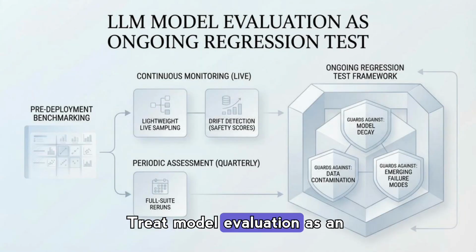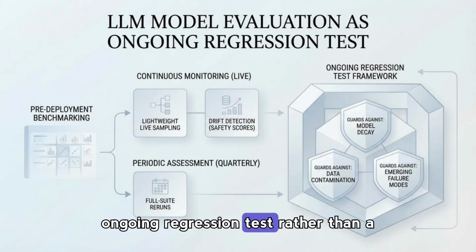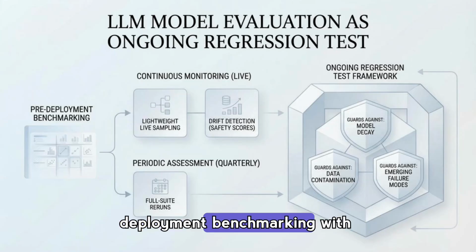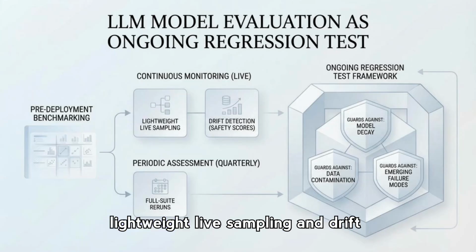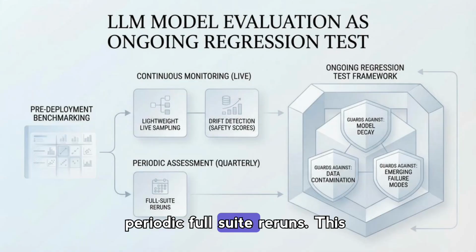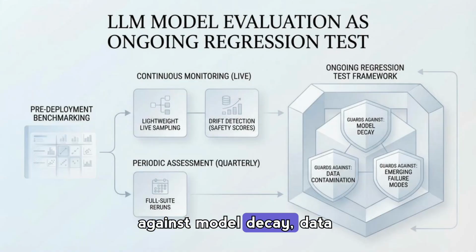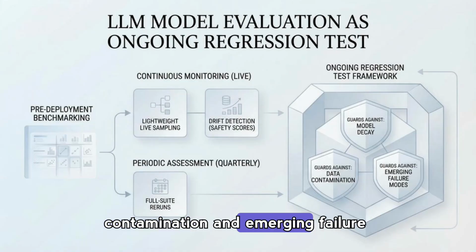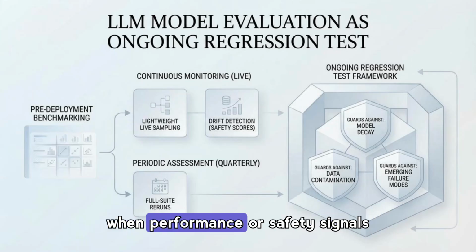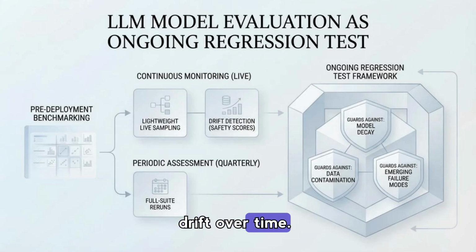Treat model evaluation as an ongoing regression test rather than a one-time activity by combining pre-deployment benchmarking with lightweight live sampling and drift detection in production, plus periodic full-suite reruns. This continuous framework guards against model decay, data contamination, and emerging failure modes, so teams can respond quickly when performance or safety signals drift over time.